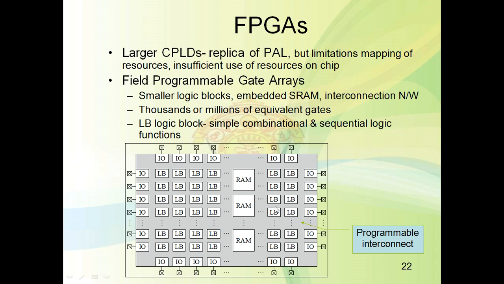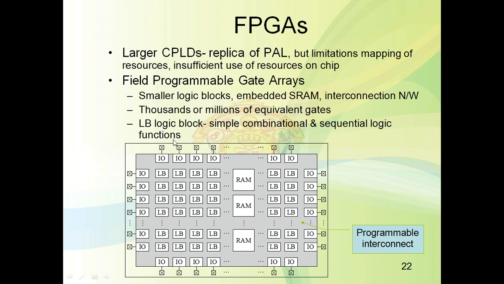So the field programmable gate array has four major components: the logic blocks, IO blocks, RAM blocks, and the interconnection network. Logic blocks are programmed to implement combinational functions as well as sequential functions.